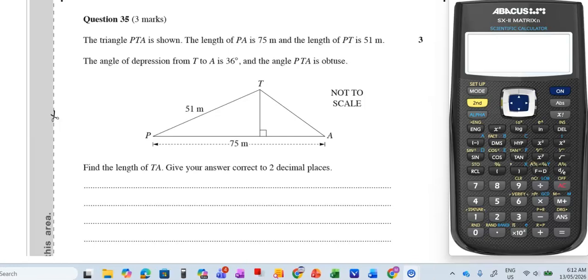Question 35. The triangle PTA is shown. The length of PA is 75 metres and the length of PT is 51 metres. The angle of depression from T to A is 36 degrees and the angle PTA is obtuse. Find the length of TA. Give your answer correct to 2 decimal places. Pause here to try yourself.